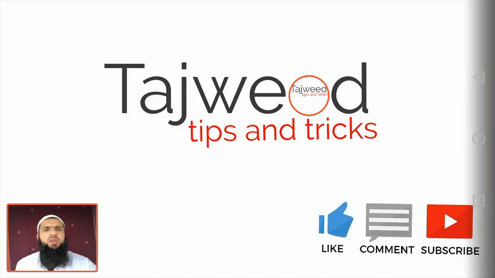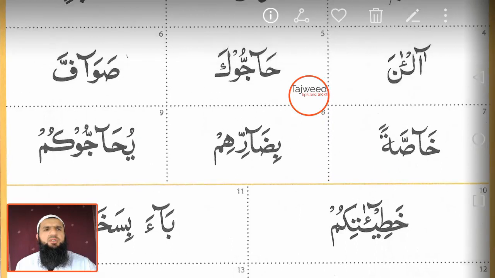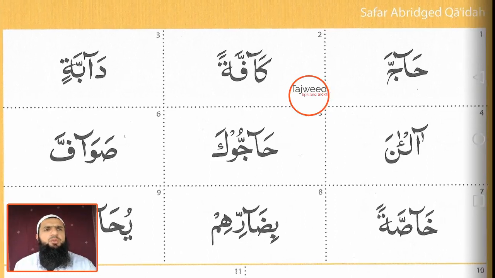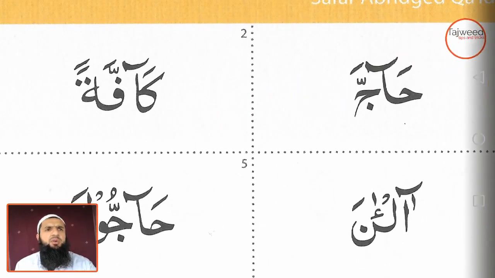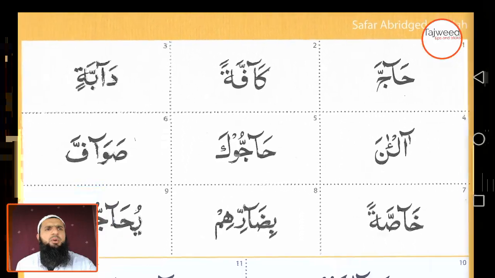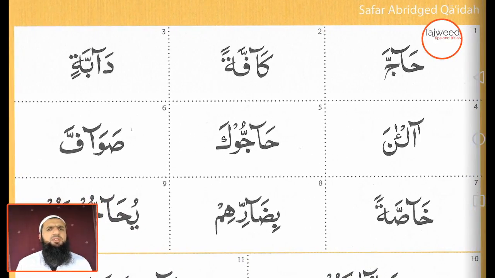In this lesson we're continuing on the topic of mud. It's page 42 of the Safar Abridged Qaida. We've got some more examples with the mummy mud and the daddy mud. So here it starts with the daddy mud. If you're new to this topic of mud, please go back and watch the previous lesson for a bit more clarification on what these muds are.